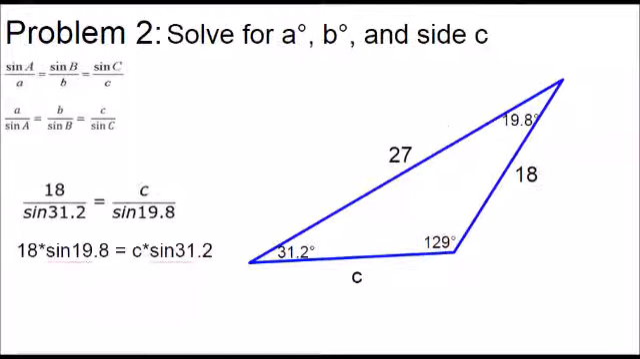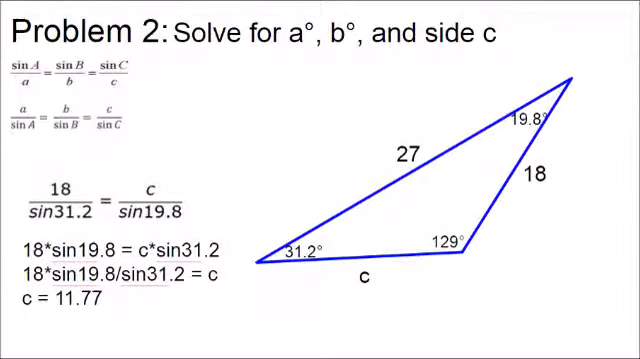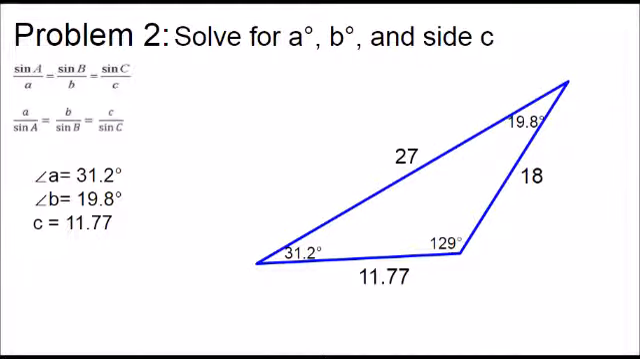And then you cross multiply, so 18 times sine 19.8 equals C times sine 31.2. And get the variable alone by dividing both sides by sine 31.2. And you put that entire equation into the calculator and you get 11.77. So side C equals 11.77.